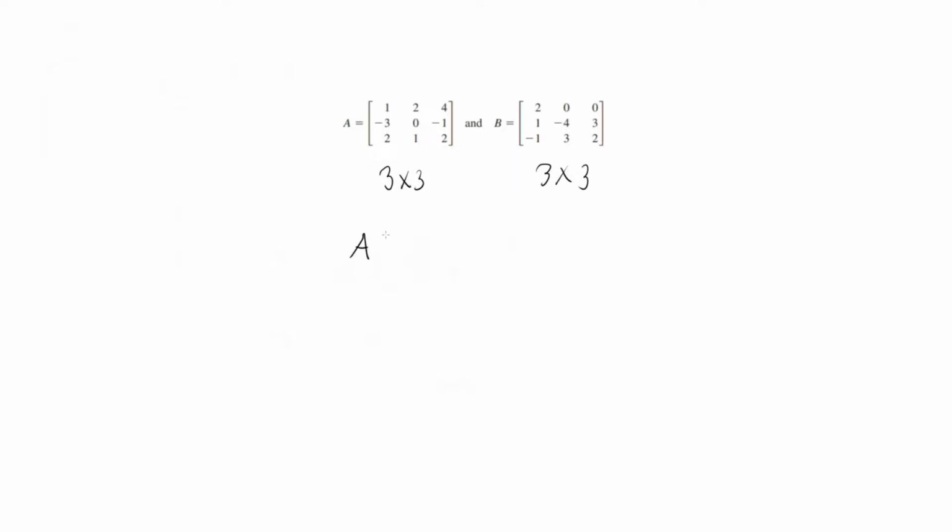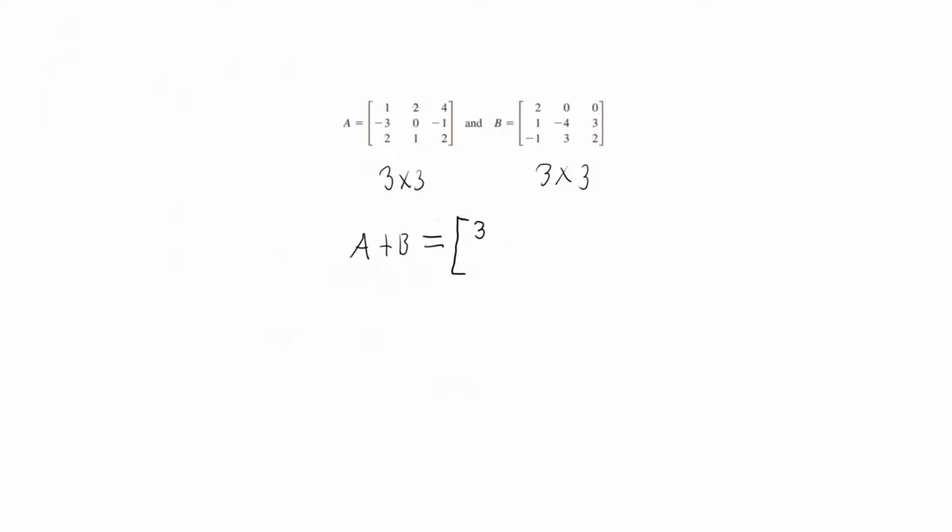So let's do that. Matrix A plus matrix B. When adding two matrices together, we look at the number in the same position in each matrix, add those two numbers together, and then put that in that position in the new matrix. For example, in matrix A in column 1, row 1, we have a 1, and in matrix B in column 1, row 1, we have a 2. So for column 1, row 1 of our new matrix, A plus B, we would add those 1 and 2 together to get 3.